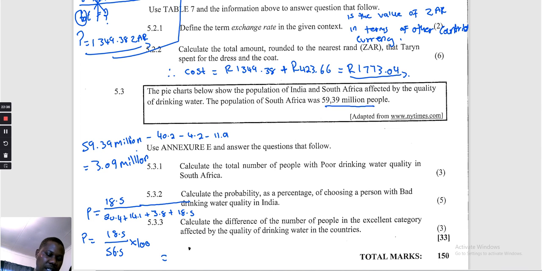So it's going to be 18.5 divided by 56.5 multiplied by 100, and then that is 32.74%. That's what I'm getting there.